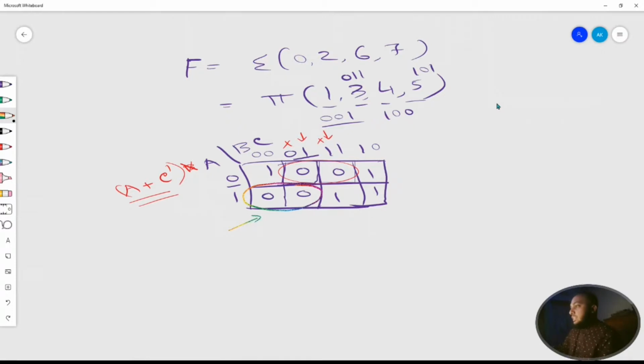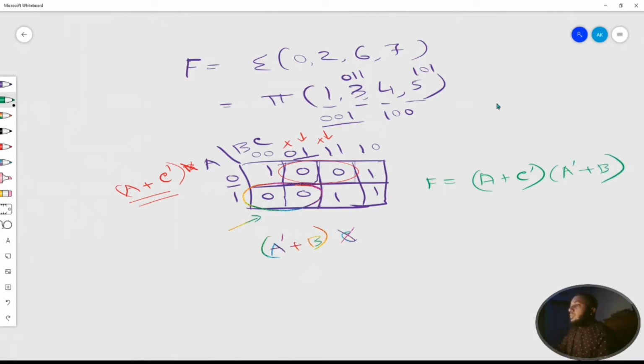For the second group you can see that it covers only the second row, so A is not changing and A is 1, so we will take A prime, and the second group is covering the first and second column, and in the first and second column we can see B is not changing and B is 0, so we will take just B, and C has changed from 0 to 1, so we can't take C. Okay, so we will only take A prime plus B. So finally we can write the simplified POS expression like this: A plus C prime into A prime plus B.